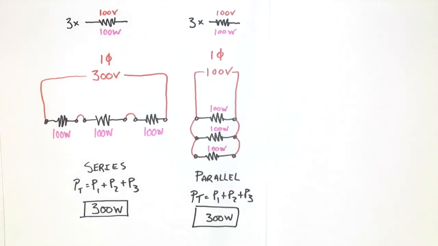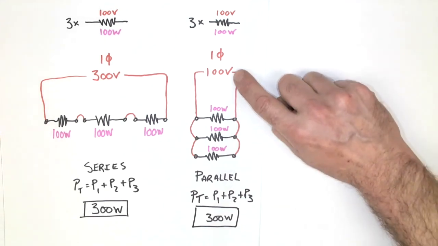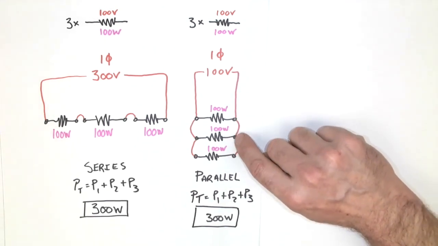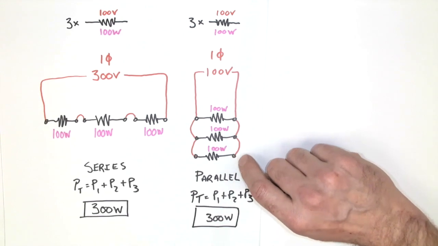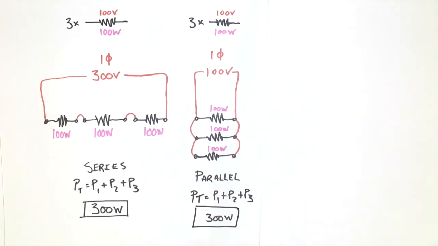If we then apply the same logic, let's say we have three, again, 100 volt, 100-watt resistors in a single-phase system to a 100-volt source, now they're all in parallel, meaning each one will again get its rated voltage of 100 volts, meaning each one will still generate 100 watts of power. In parallel, the power relationship is P1 plus P2 plus P3. So again, we have 300 watts.